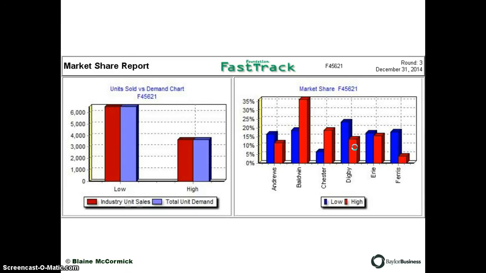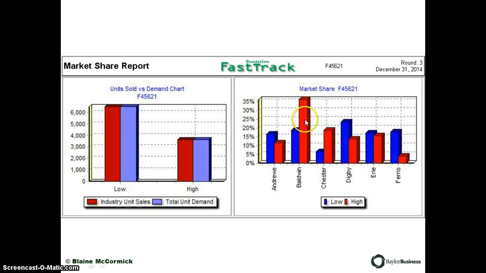On to page 7 of the Fast Track. It's the market share report and actual and potential market shares. But at the top, you can see this is kind of a boring one because in unit sales, supply met demand, and so these bars are going to be the same. I'll show you a difference there. You can also see the market share for each team on high tech versus low tech.